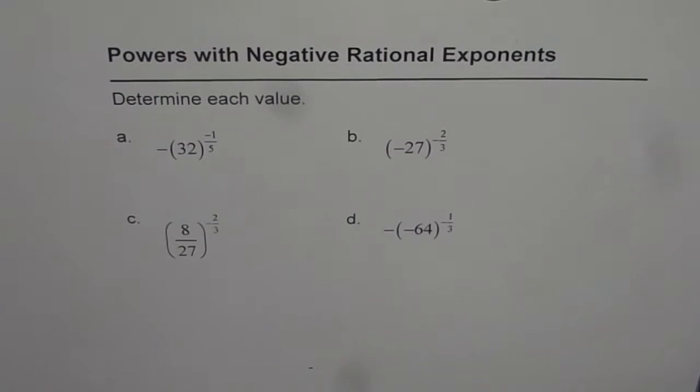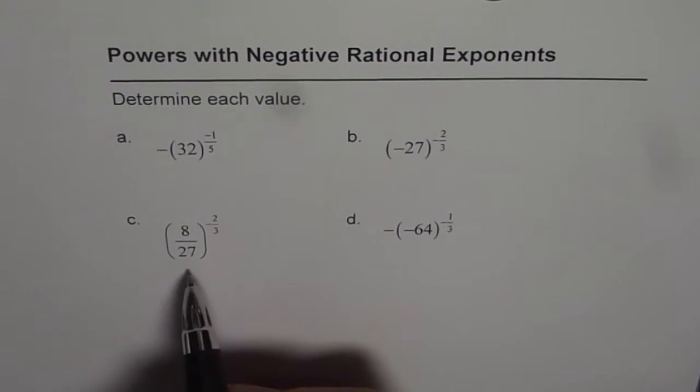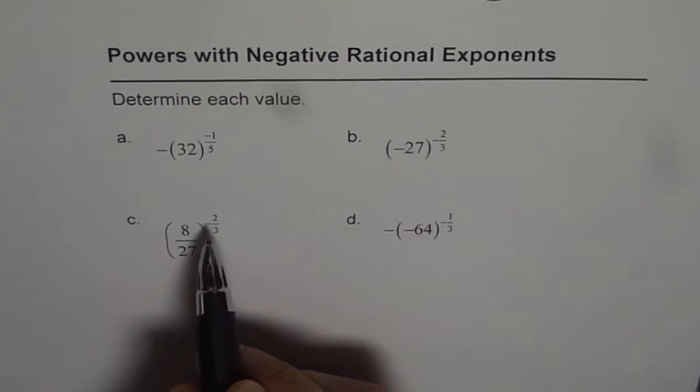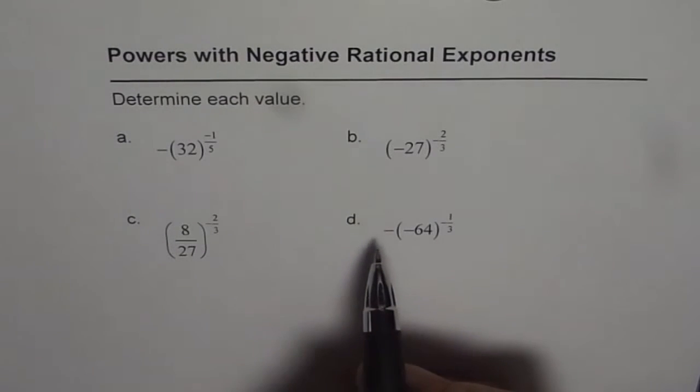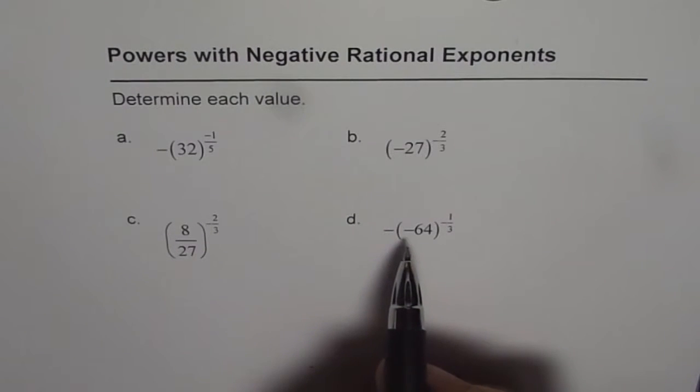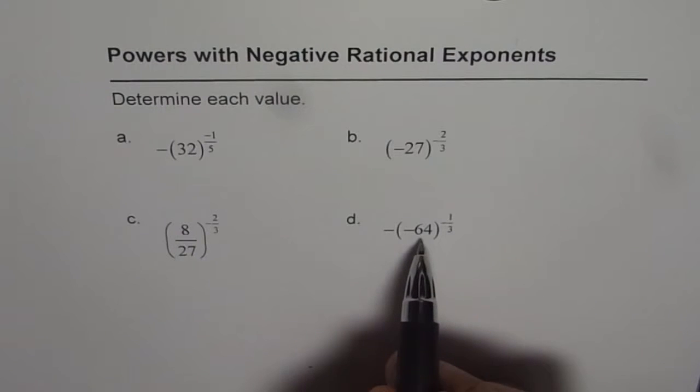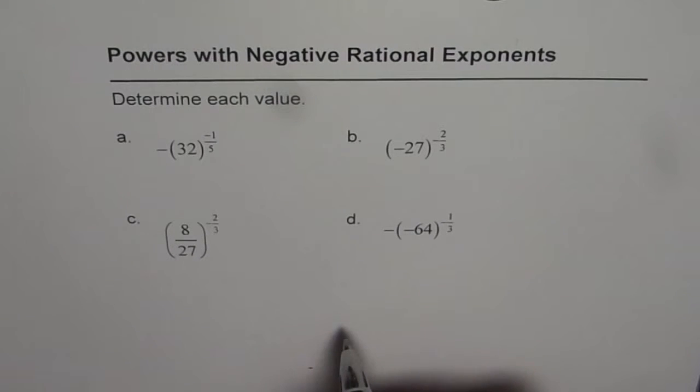Part B is minus 27 to the power of minus 2 over 3. C is 8 over 27, whole thing to the power of minus 2 over 3. And D is minus of minus 64 to the power of minus 1 over 3. So as you can see here, we have negative exponents. Now, what are negative exponents and what is their result?